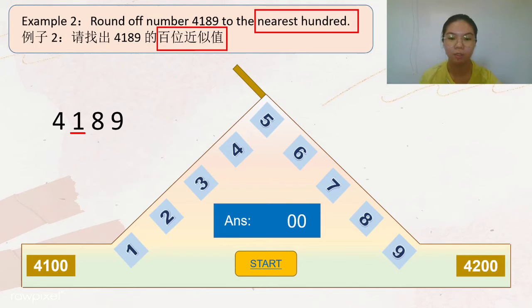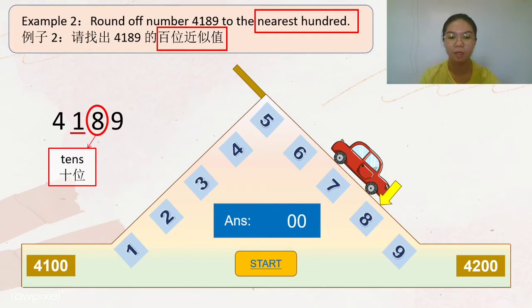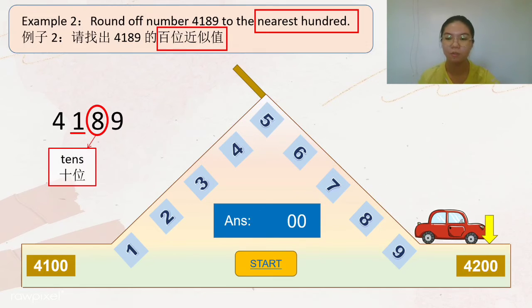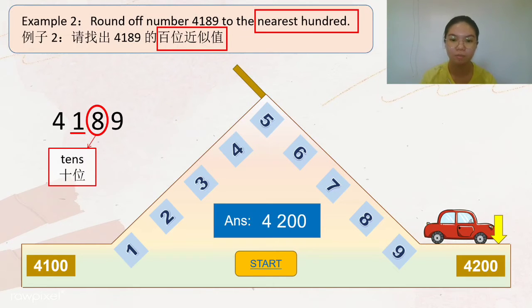So I jot out the number here. And next we will look at the next digit of the rounding place, which is also the decision place. So it shows that the next number place is tens and the digit is 8, which means that we need to put the toy car at the position 8. And we know that 8 is at the downhill, so after we press start, the car will slide down and move forward to 4,200, which means that the final answer of this example will be 4,200.